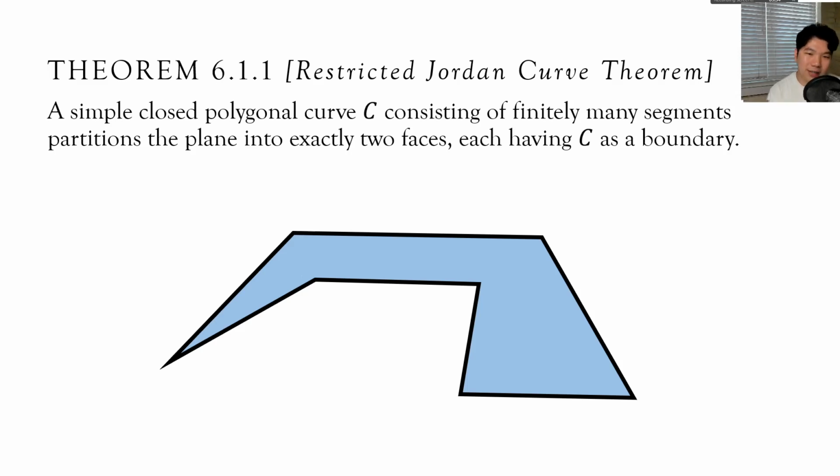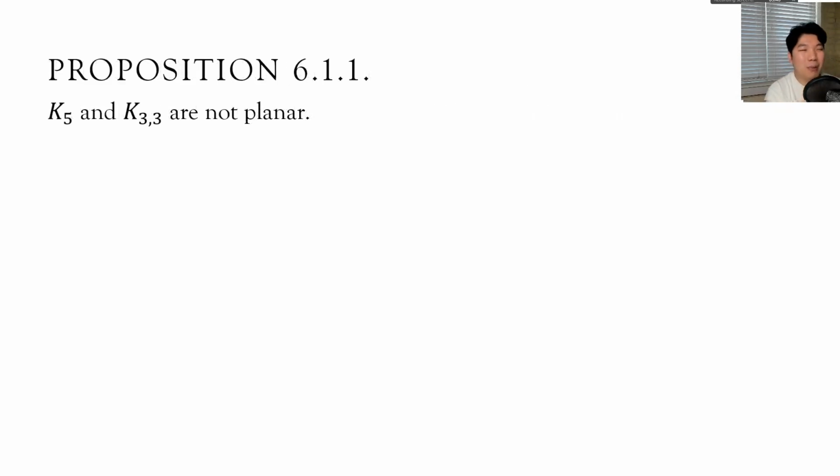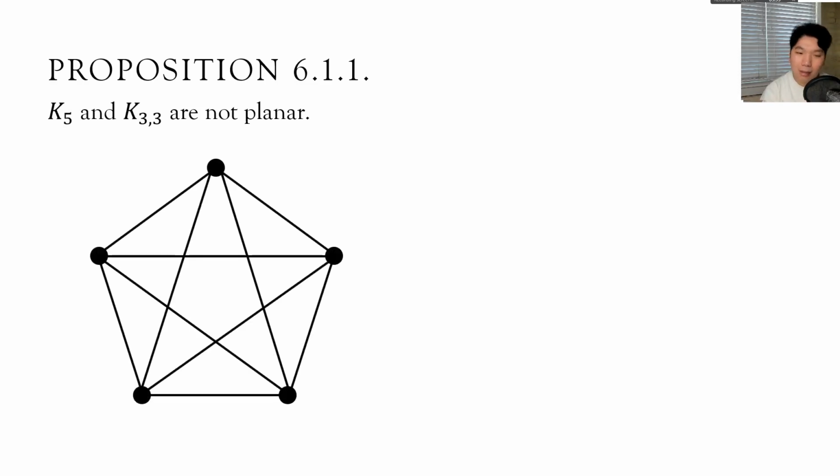There are two graphs in particular that I want to talk about being non-planar, that is, not planar. So for our proposition 6.1.1, the two graphs K5 and K3,3 are not planar. So remember, K5 is the complete graph on 5 vertices, which looks like this right here. I have 5 vertices, complete graph, meaning each vertex is connected to all of my other vertices in my graph.